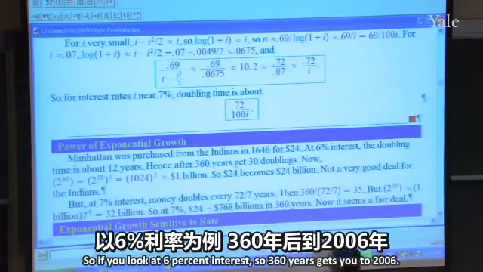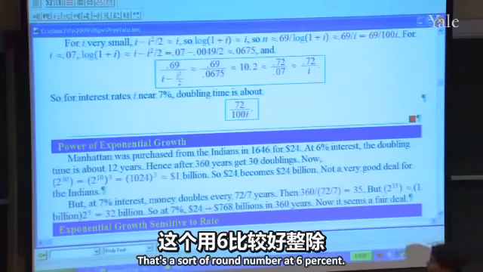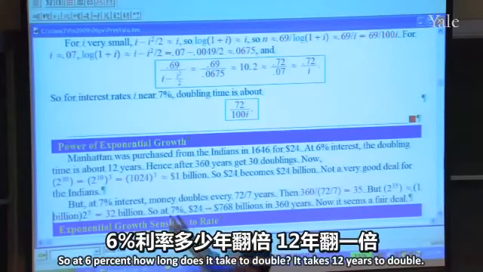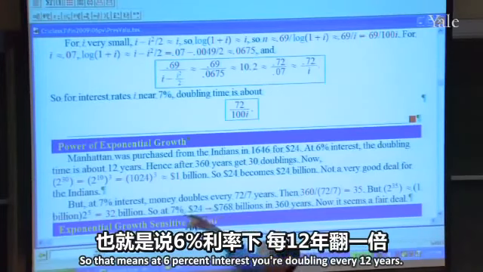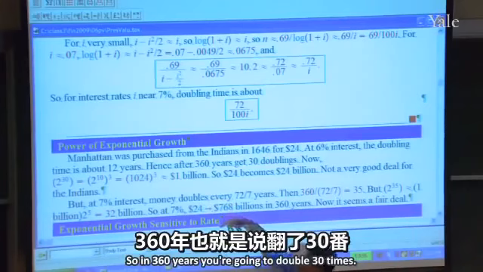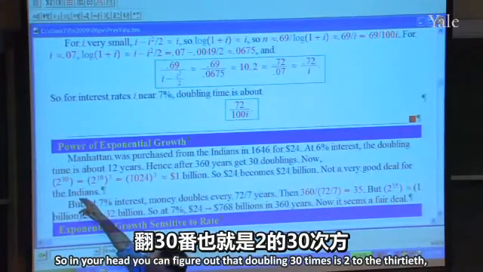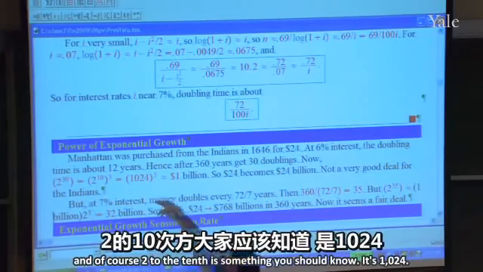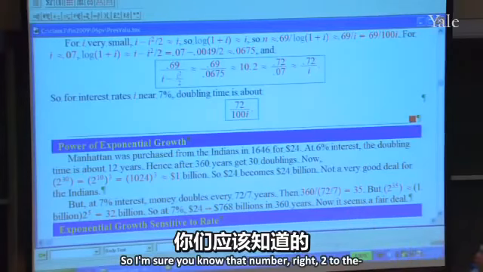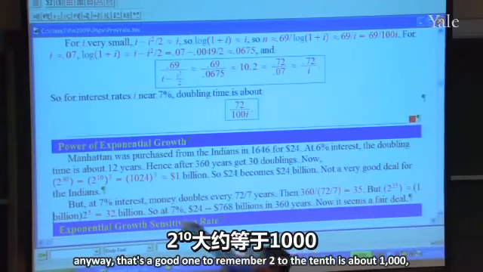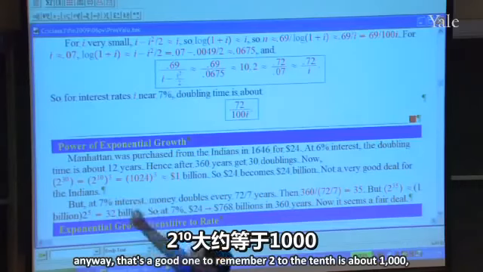So if you look at 6% interest, 360 years gets you to 2006. That's a sort of round number. At 6%, how long does it take to double? It takes 12 years to double. So at 6% interest, you're doubling every 12 years. In 360 years, you're going to double 30 times. So in your head, you can figure out that doubling 30 times is 2 to the 30th. And of course, 2 to the 10th is something you should know. It's 1,024. So that's a good one to remember: 2 to the 10th is about 1,000.